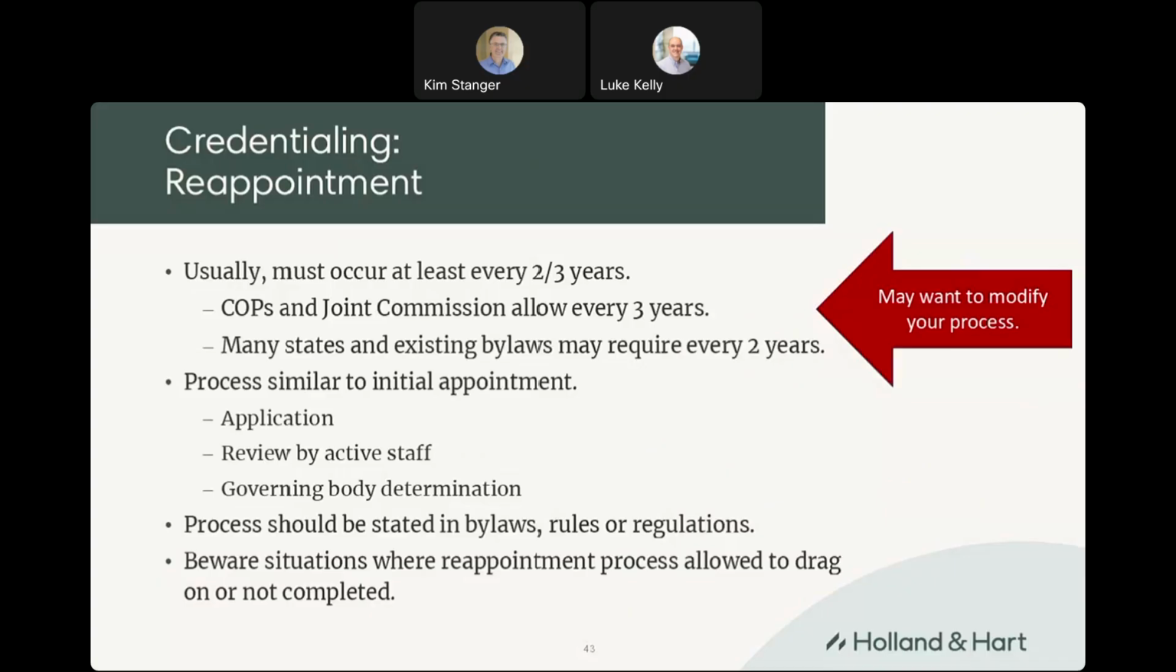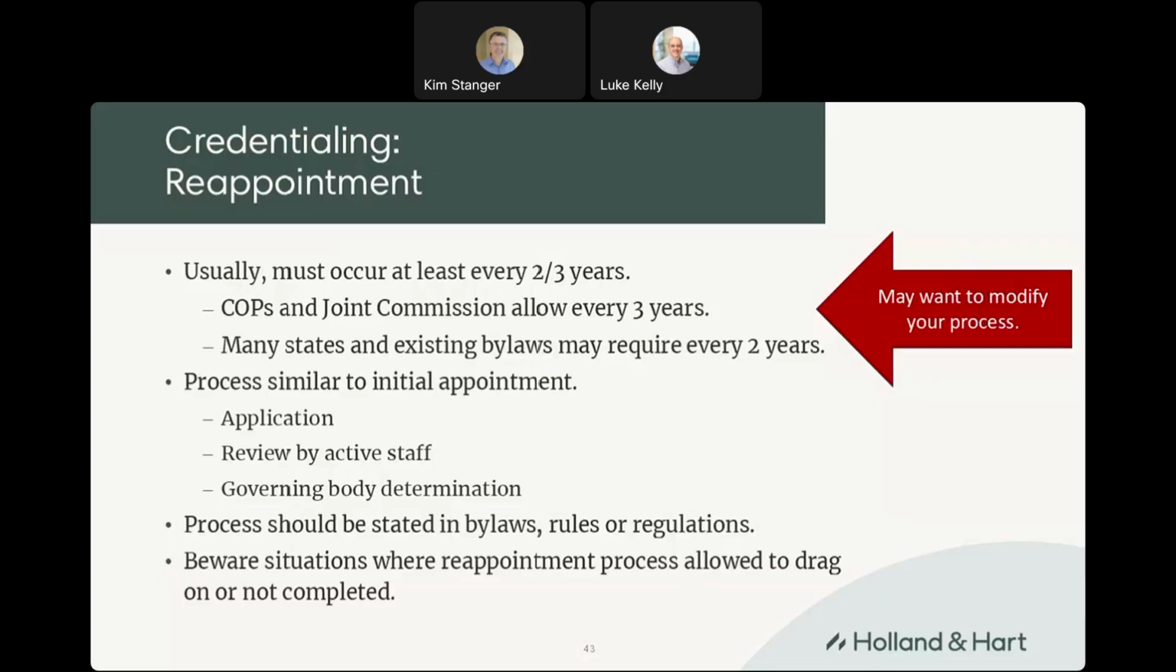When we're talking about credentialing, we're not only talking about the initial appointment, but also reappointment. Generally, the standards require that must occur at least every 2 or 3 years. As I mentioned, the COPs and the Joint Commission now allow you to do re-credentialing every 3 years, but your states or your bylaws may not have been updated, or they still may require credentialing every 2 years. So if that's the case and your state doesn't care, then you may want to change your bylaws to allow for re-credentialing every 3 years, but you may want to look at that.